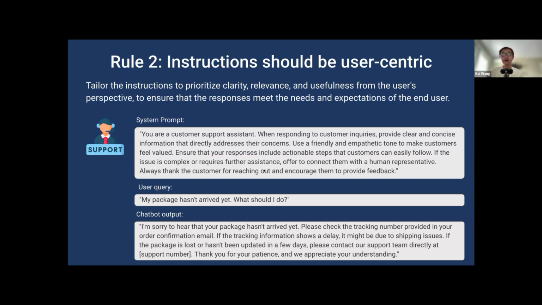And with this system prompt, now your chatbot will actually reply in this way. First of all, it empathizes with your users: I'm sorry to hear that your package hasn't arrived yet. Then it provides instructions on the next steps. Check the tracking number, right? If the tracking number shows a delay, then do what? And lastly, please contact your support team. Make sense? All right, let's move on here.